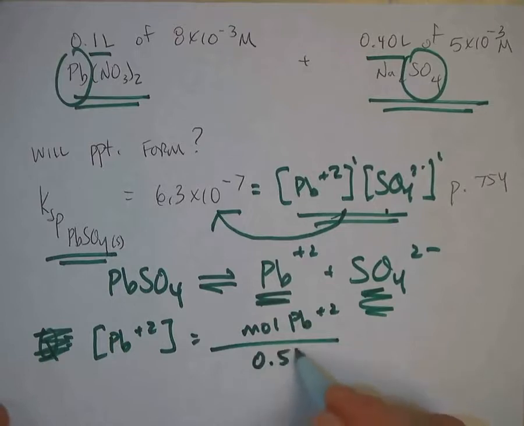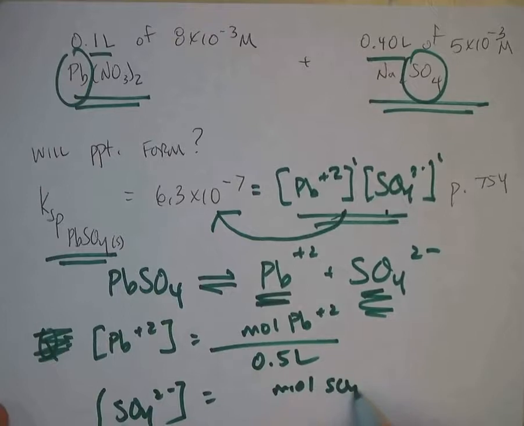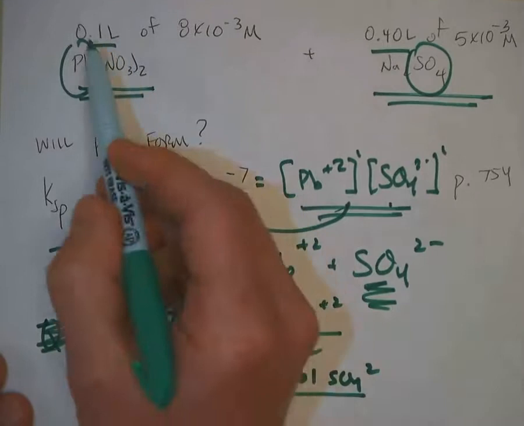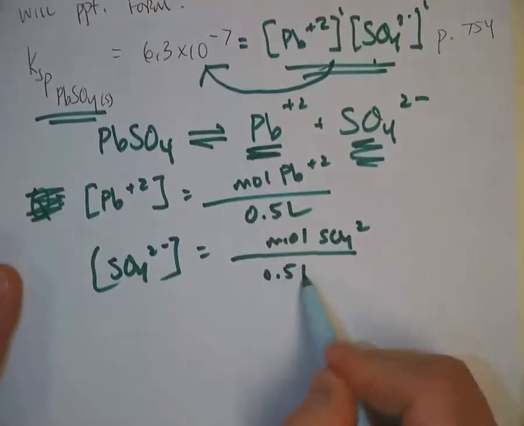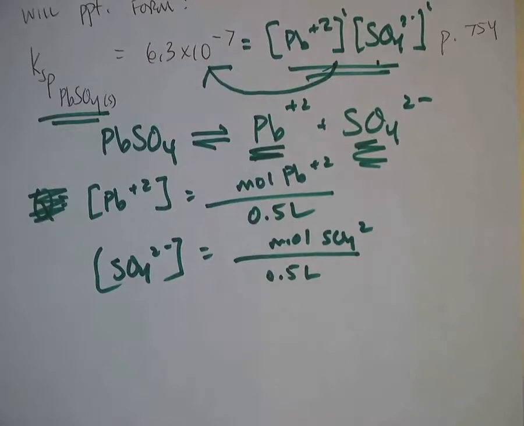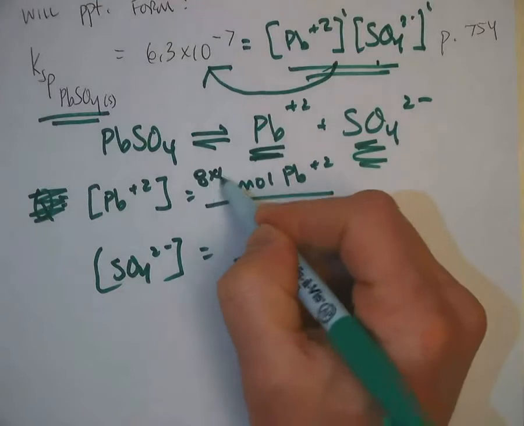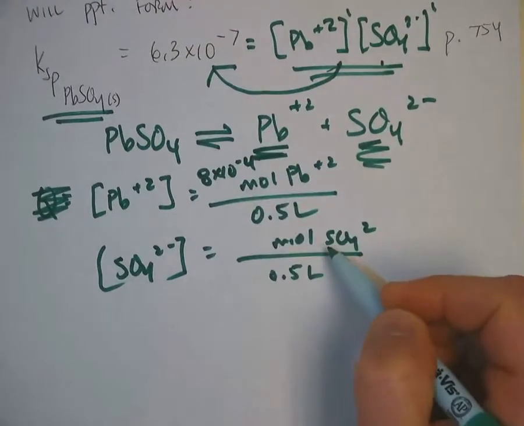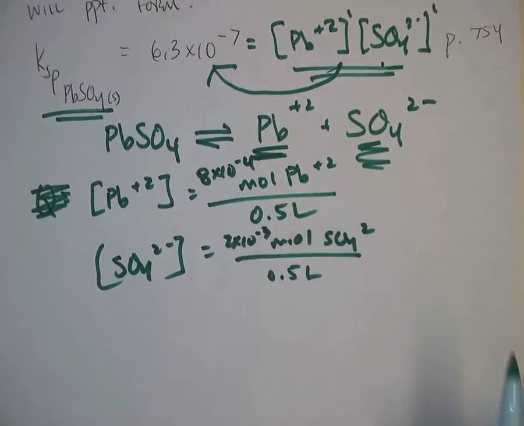And my total number of liters is 0.5. The concentration of SO4 2- in there is my moles of SO4 2- in there divided by my total number of liters. And once again, it is 0.1 liters plus 0.4 liters or 0.5 liters. Just to make it a little bit quicker here, it turns out the moles of Pb in there are 8 times 10 to the negative 4th. And the number of moles of SO4 in there are 2 times 10 to the negative 3rd.